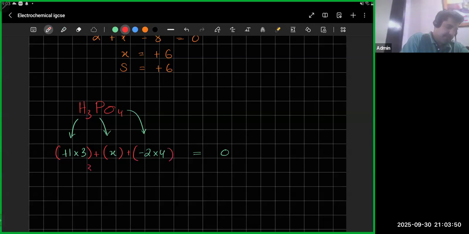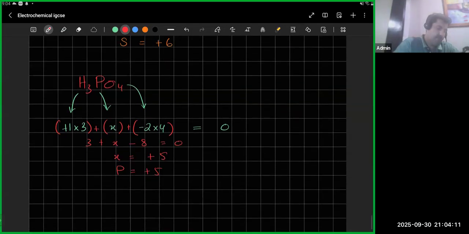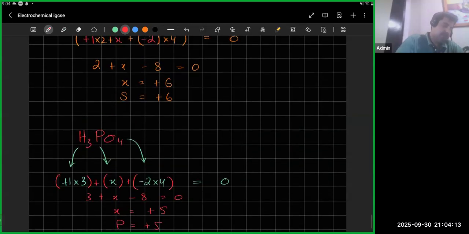So what is it? It's going to be 3 plus X and -8, and that's going to give me 0. If you solve this, X would come out to be +5, which means phosphorus over here is +5. Okay, so this is how you keep, so we'll do more questions. So let's do another one.